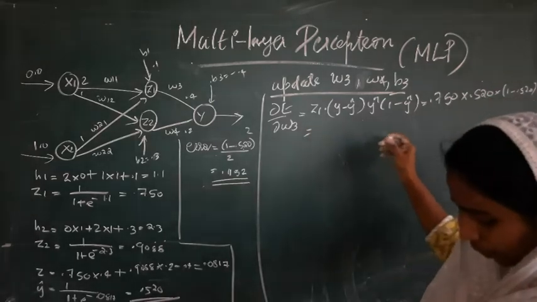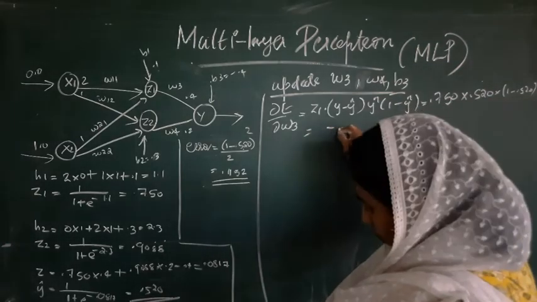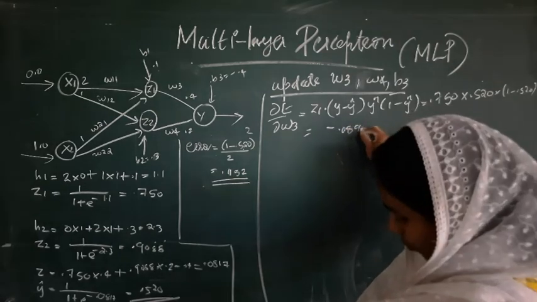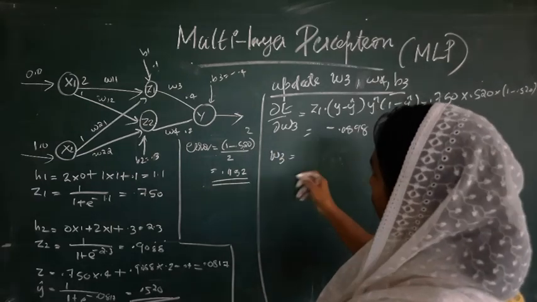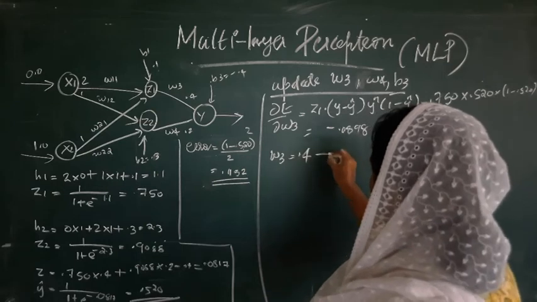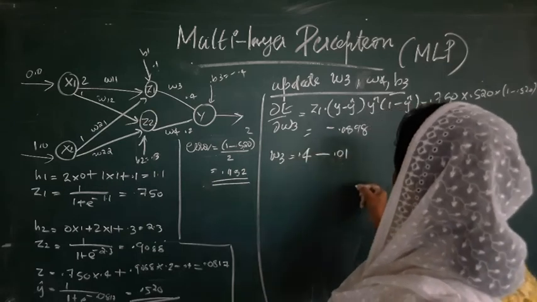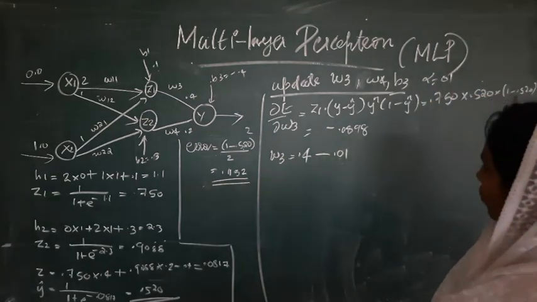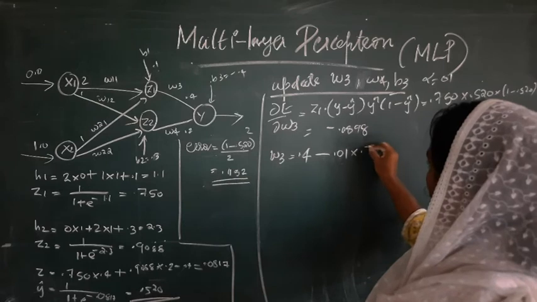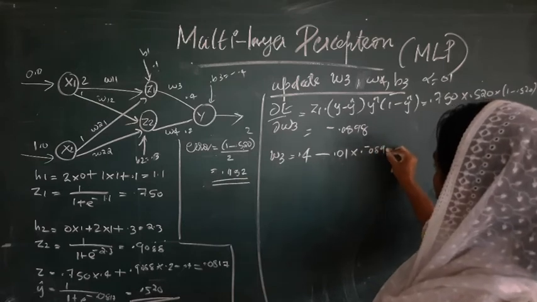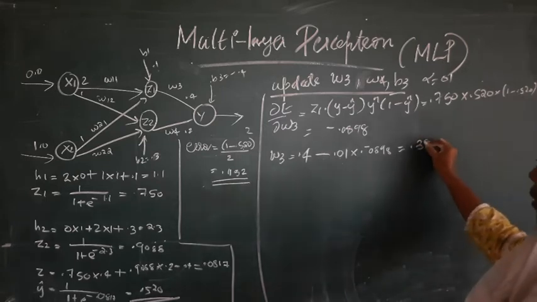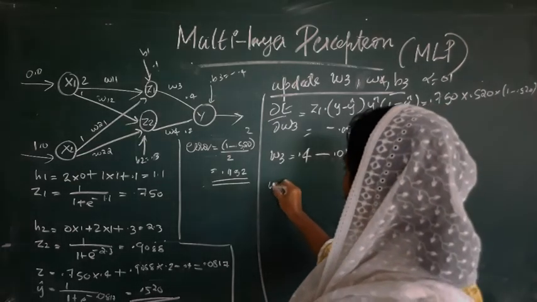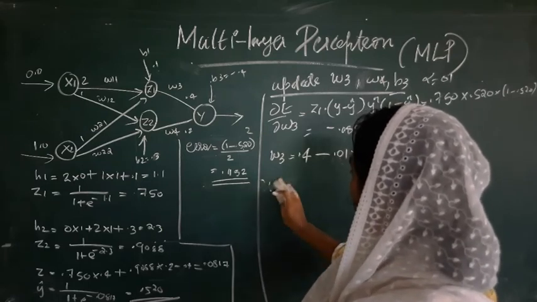So you will get the value. If you calculate this, you will get the value minus 0.0898. So this is the value that you are getting. So the new value of W3 is the old value of W3, which is 0.4, minus alpha. I am taking alpha as 0.01 because that is a typical value for alpha, into minus 0.0898. So when you do this, you will get a new value of W3 as 0.399. Okay, 0.399.